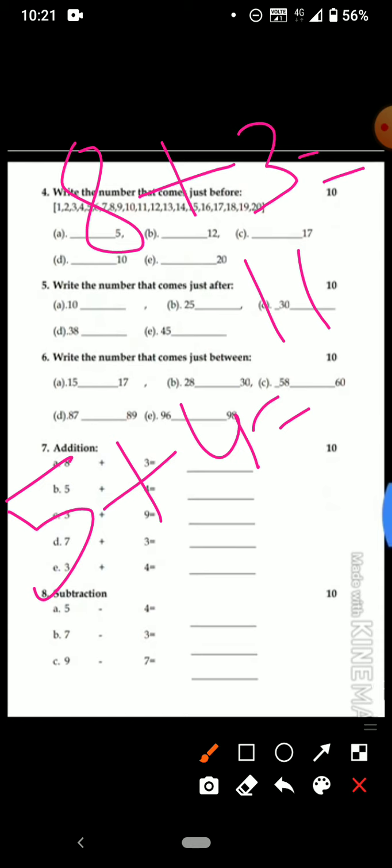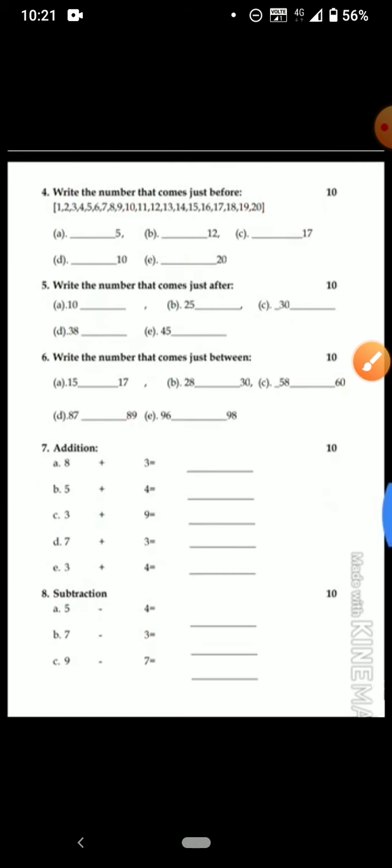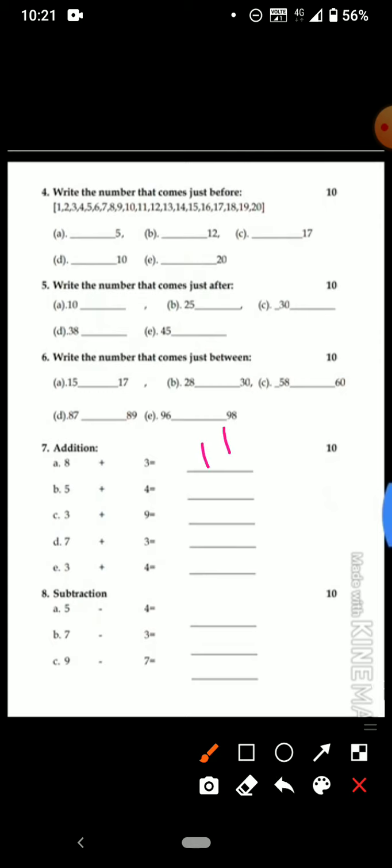I'm supposed to write only answers now. So 8 plus 3, 11. 5 plus 4, 9. 9 plus 3, 12. 7 plus 3, 10. 3 plus 4, 7. Etcetera.